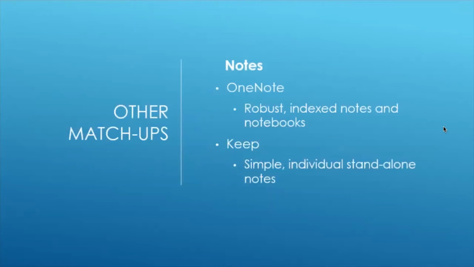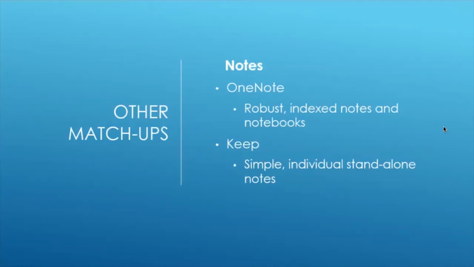Other matchups, there are note-taking options for both the Google product and the Microsoft product. For Google, the option is called Keep. It includes individual, simple, standalone notes. Kind of looks like Post-it notes, and they kind of operate like Post-it notes. They stand on them by themselves. There's no way to link them together, but you can share them, and they can be edited collaboratively. So nice for simple note-taking or lists.